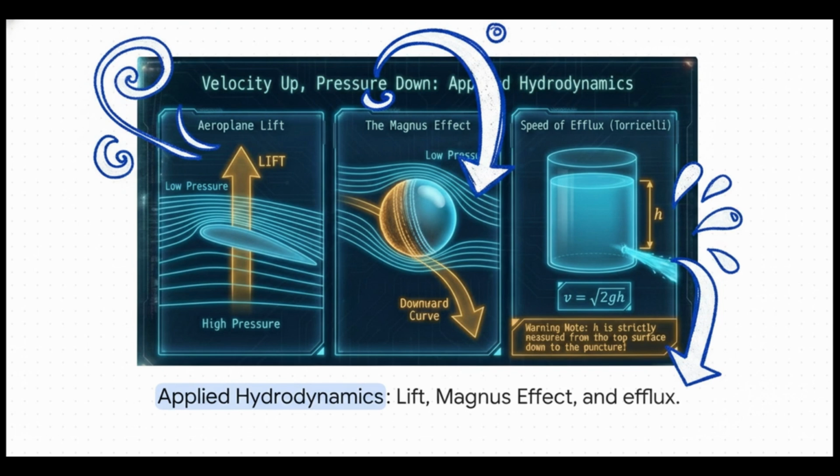The same inverse relationship dictates the Magnus effect. That's what causes a rapidly spinning cricket ball to drag air faster on one side, creating low pressure that aggressively curves it downward mid-flight. And similarly, Torricelli's speed of efflux uses these exact principles to show that water shooting from a punctured tank has a velocity determined directly by gravity and the depth from the surface down to the hole.